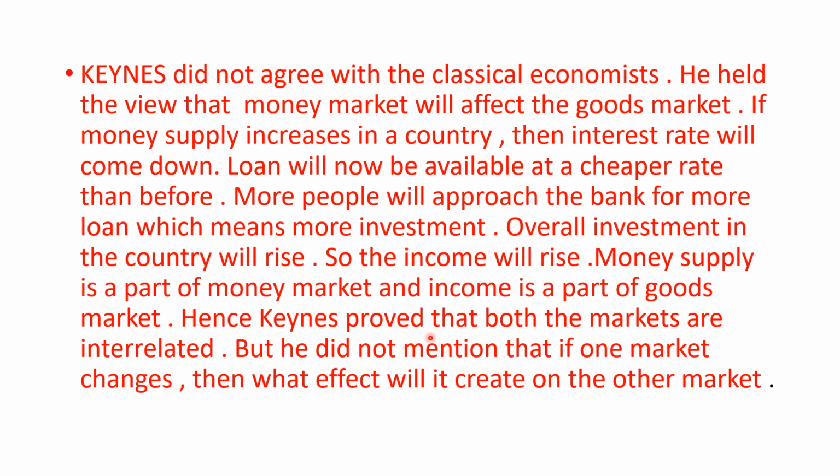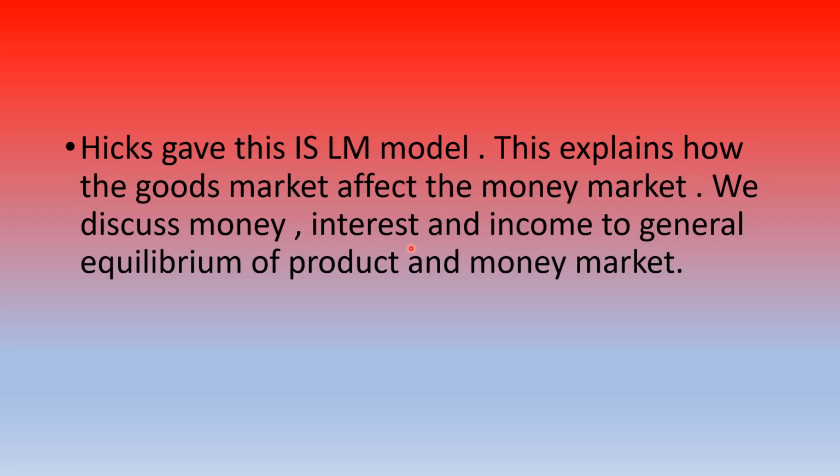Keynes was able to prove that both markets are interrelated, but he was not able to mention that if one market changes, what will be the effect on the other market. He proved that they are interrelated, but he could not explain how much, or what happens when one market is disturbed. But then came Hicks. Hicks gave this ISLM model. This model explains how the goods market will affect the money market. So money, interest and income are discussed in relation to the general equilibrium of the product and money market. So in today's article I showed you how to make the IS curve.